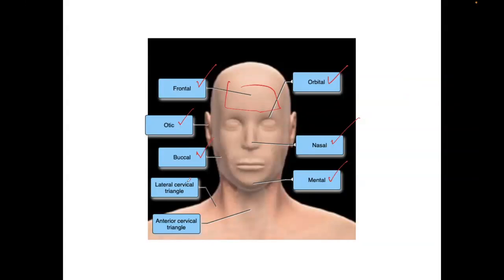So now we have two things left that I haven't taught you yet, but could we figure it out by process of elimination? We have lateral cervical triangle and anterior cervical triangle. Anterior means front, and lateral means to the side. So lateral cervical triangle is lateral and anterior would be here. Triangles are always made and have borders from different muscles. Okay.